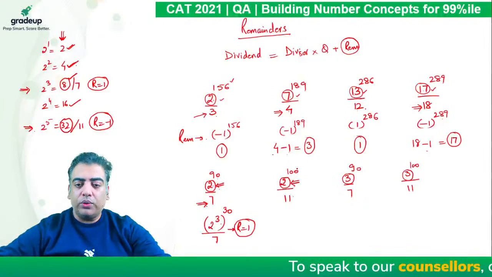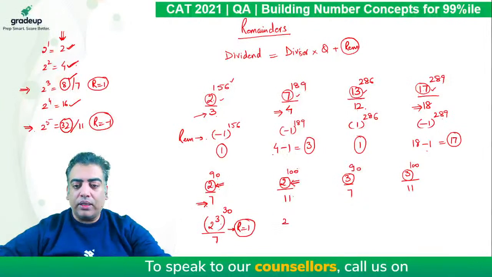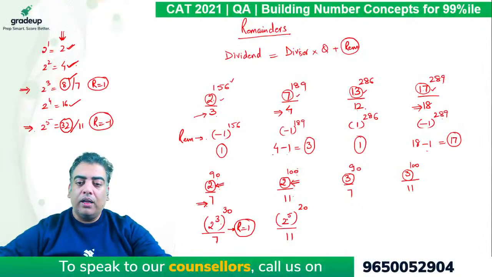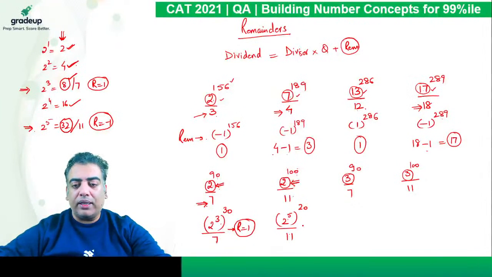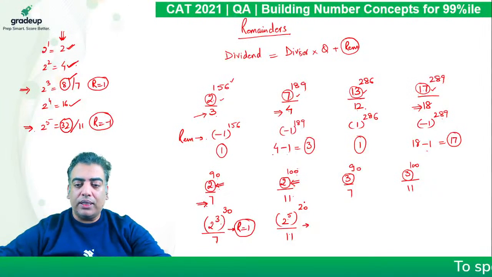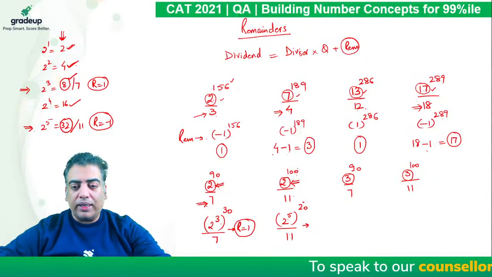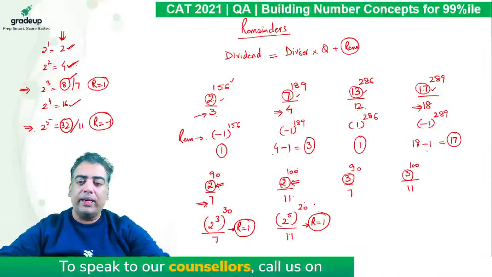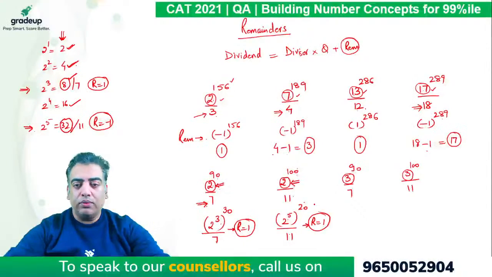Here the power of 2 is 100. When you convert it to 2 raised to power 5, 100 is to be divided by 5, which gives me 20 as the power, finally divided by 11. 32 divided by 11, remainder is minus 1 and power is even. Negative 1 raised to power even value gives me a remainder of plus 1. So the answer again in this case comes out to be 1.